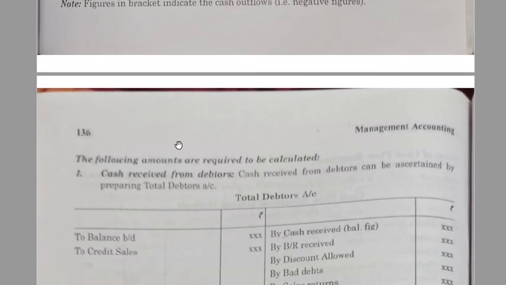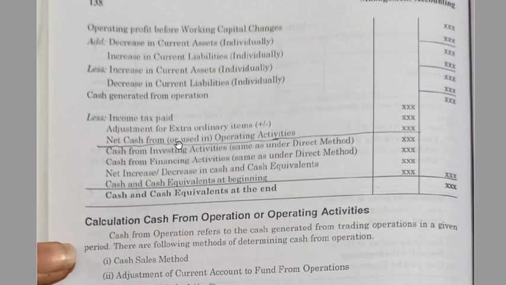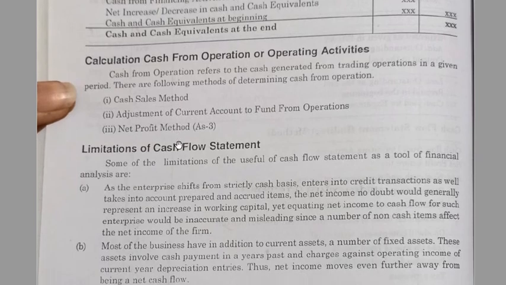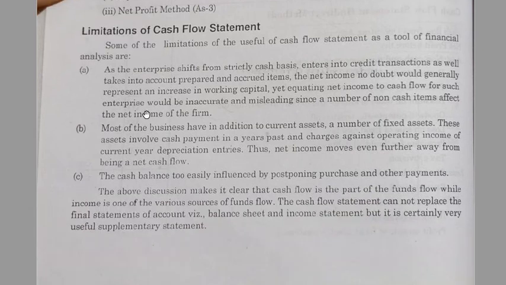So I will just look into the calculation of cash from operation, or operating activities. The cash from operation basically refers to the cash generated from the trading operations of the company. In order to determine that, there are basically three methods. One is the cash sales method, the second one is the adjustment of current account to fund from operation, and the third one is the net profit method, which is under your Accounting Standard 3.